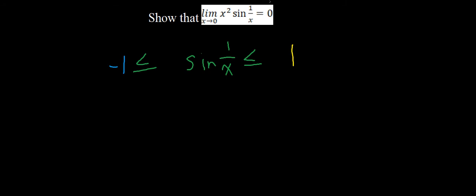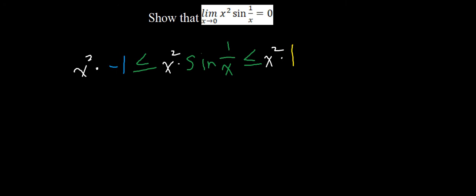Now, I think you all would agree that if I multiply the same constant across this whole inequality, I'm not changing the value of the inequality, because I'm doing the same thing to each part of it. So I'm going to multiply everything by x squared because I wanted to try and associate the sine of 1 over x with x squared.